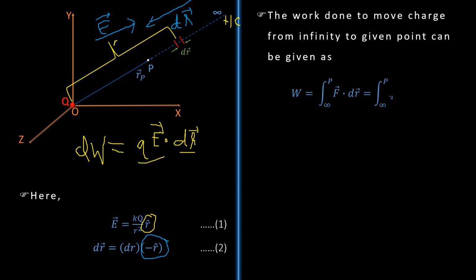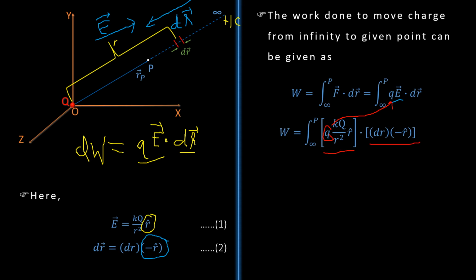So we know that work done is force dot displacement, and what is force? Force is qE. And we substitute the values of the electric field. This is the electric field from equation 1, obviously with q, and the displacement in terms of magnitude and direction. So unit vector r and unit vector r will give 1, and the minus sign can be taken outside with the constant terms also.